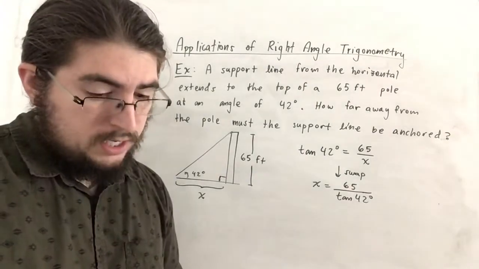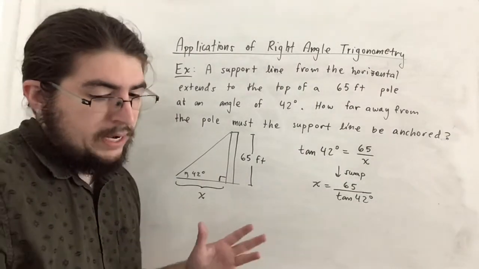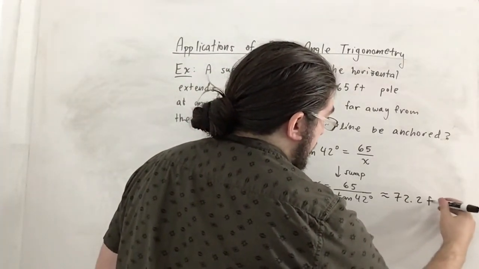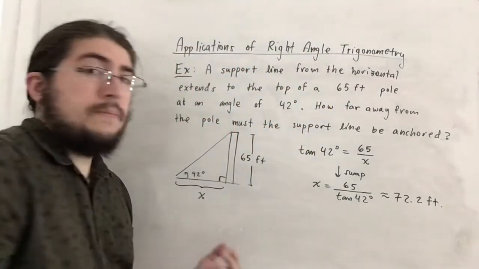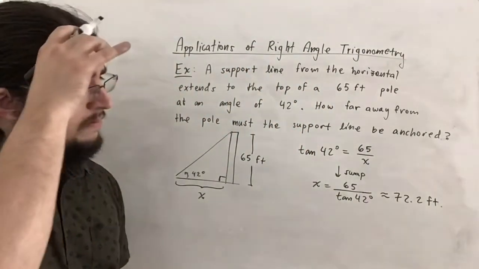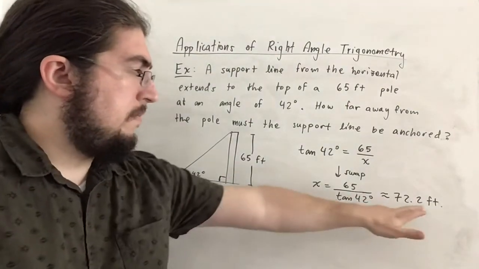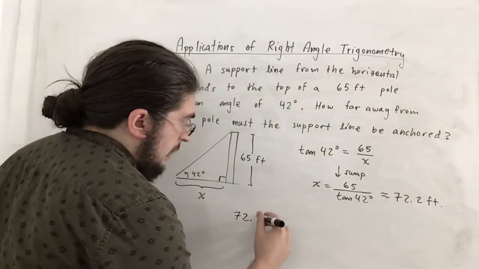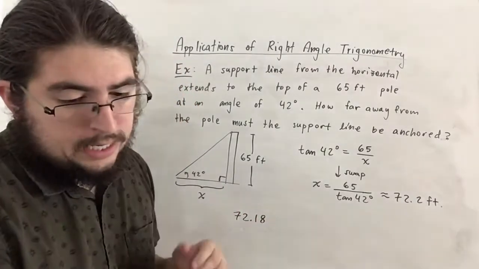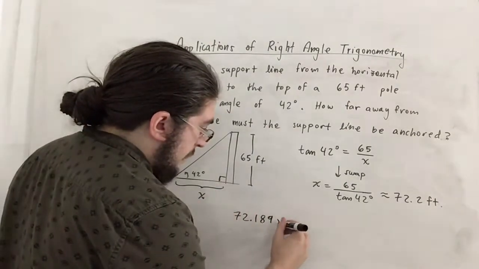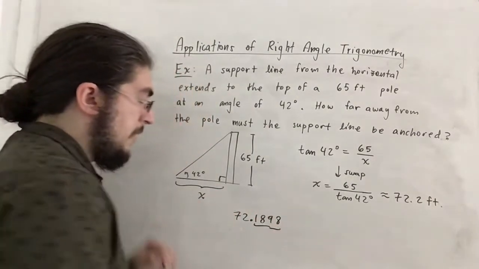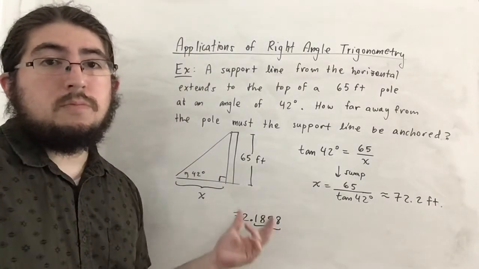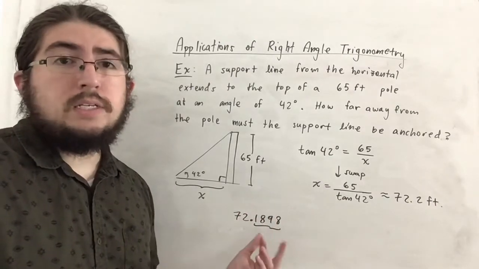65 divided by tangent of 42, and I get about 72 point, it rounds to, let's say, 72.2 feet. And in fact, if you want to be accurate, I'll show you how to be more accurate here. So this 0.2, I'll tell you what it really is. So in the calculator, I'm getting exactly this, 72.1898, and I think that'll be accurate enough. Now this remaining part here, this is in feet, of course, and this is less than a foot. So I can actually convert this, if you want to, in inches.